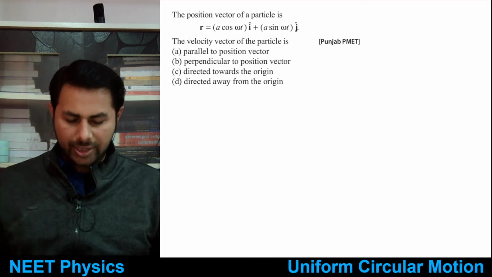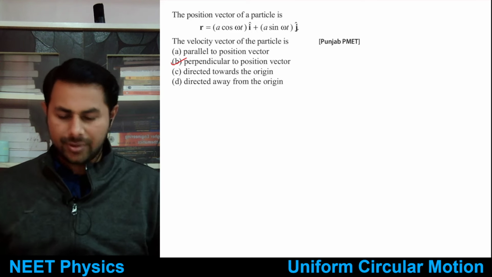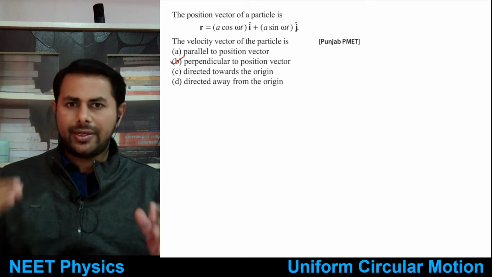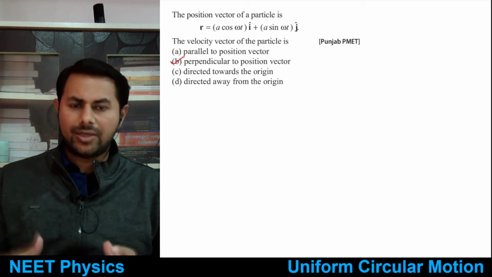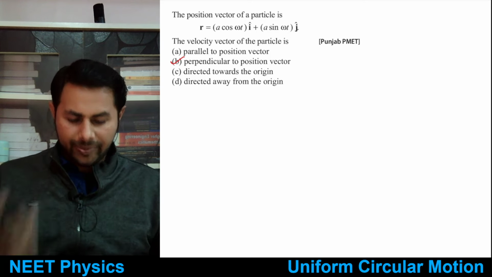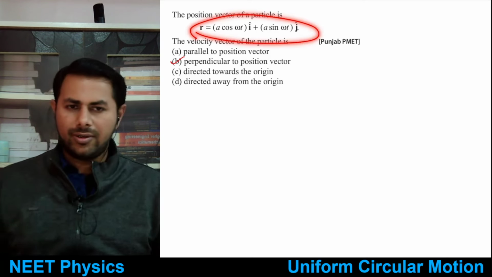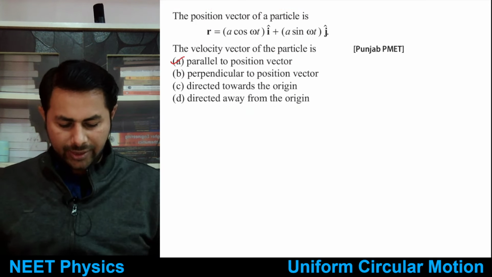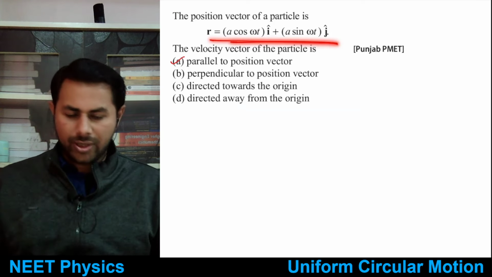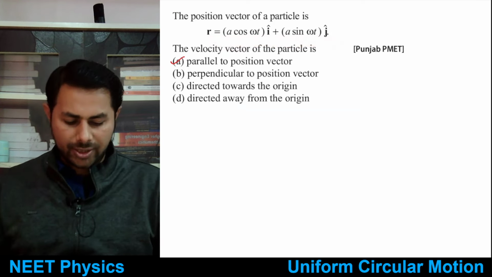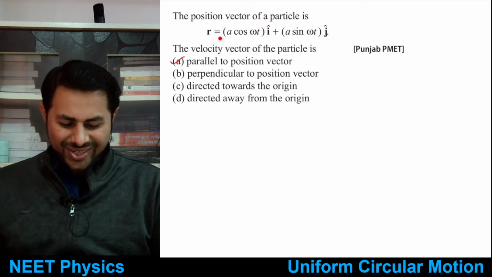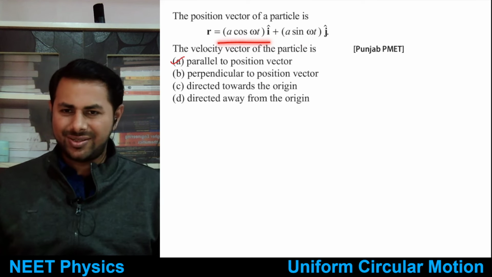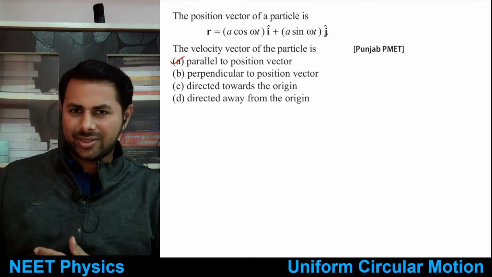So option B, very good, it's perpendicular to the position vector. Here we are discussing circular motion, and we know that the position vector and velocity vector are perpendicular to each other. But if this expression comes in the exam, where it's given nowhere that this is the position vector of a particle, you should recall that it is the position vector of a particle performing uniform circular motion. That's why we took that calculus method.